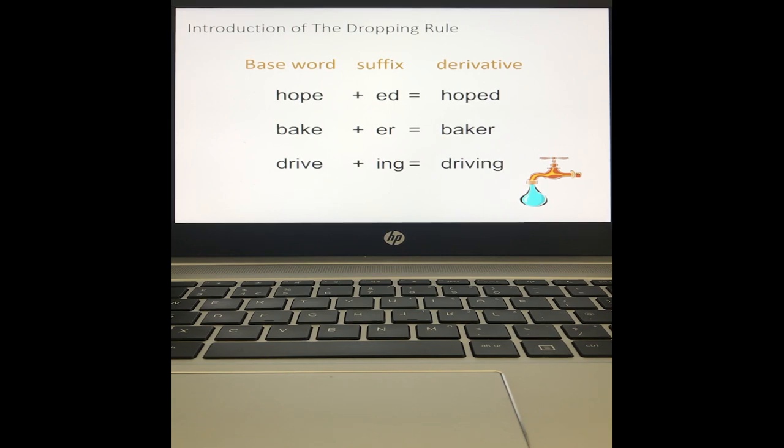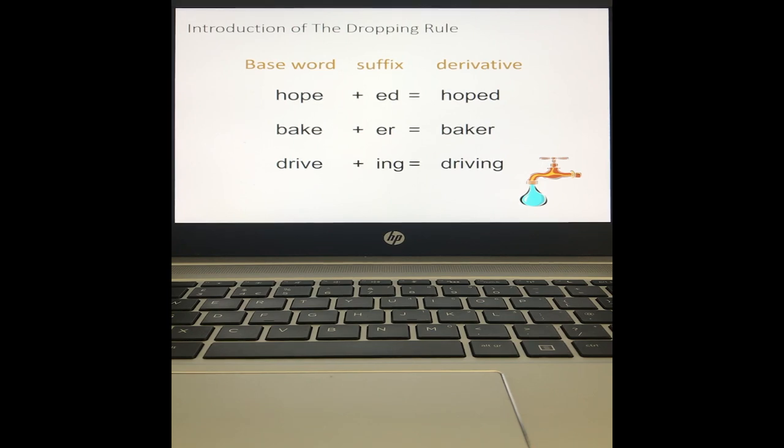Let's look at the second column. Tell me about the suffixes. Are they vowel or are they consonant suffixes? Yes, they all begin with a vowel. So they are vowel suffixes. Tell me about the derivatives. How are they the same? Yes, the final E was dropped.